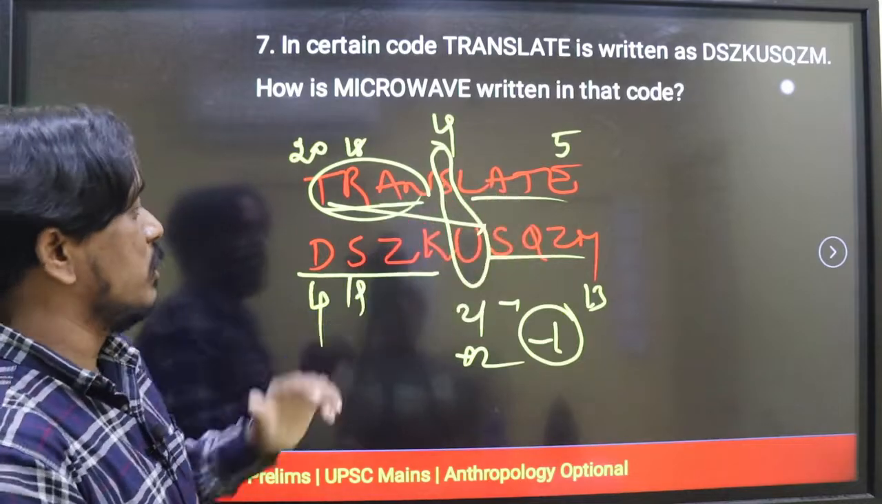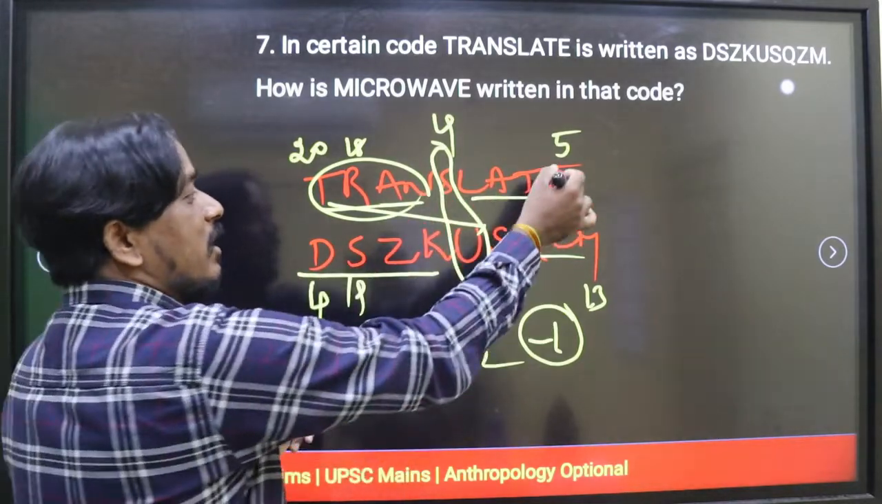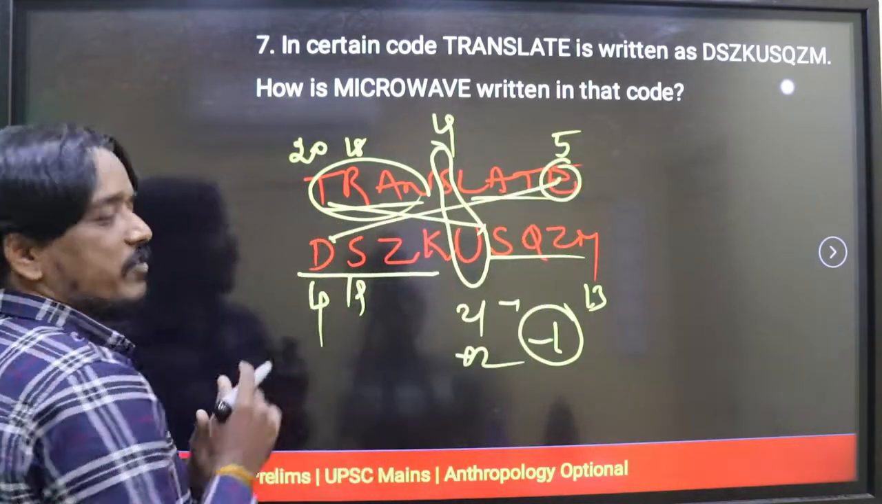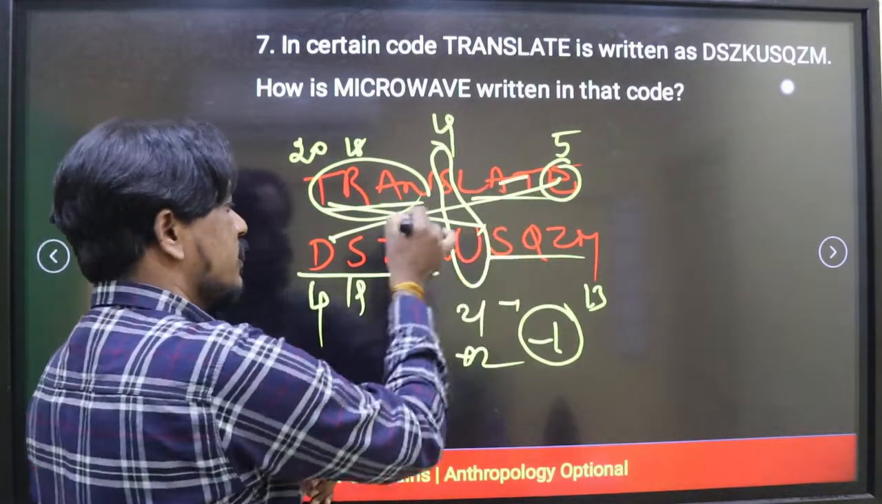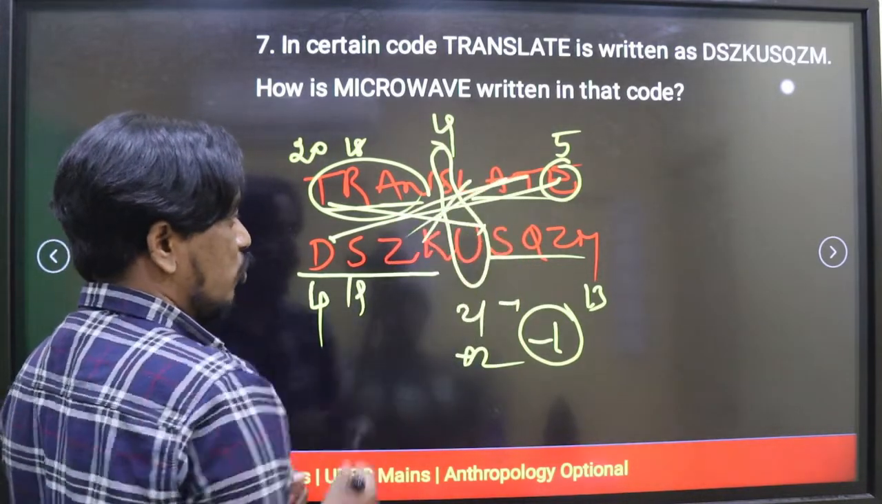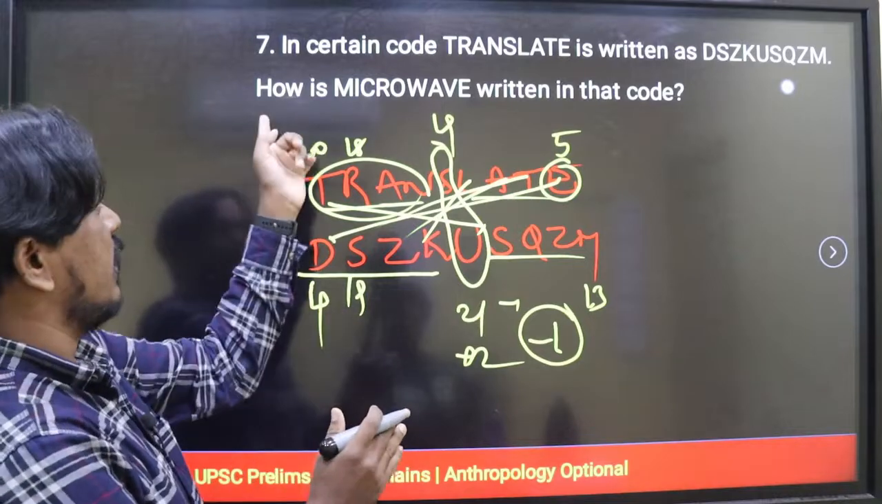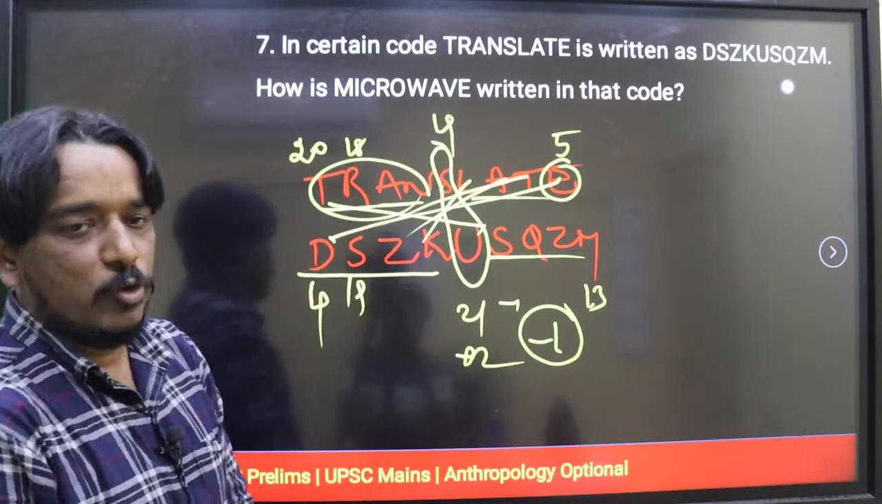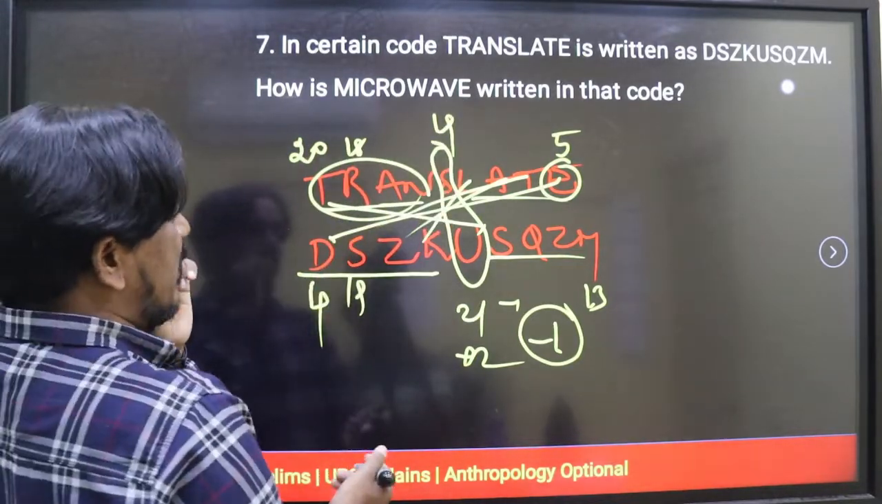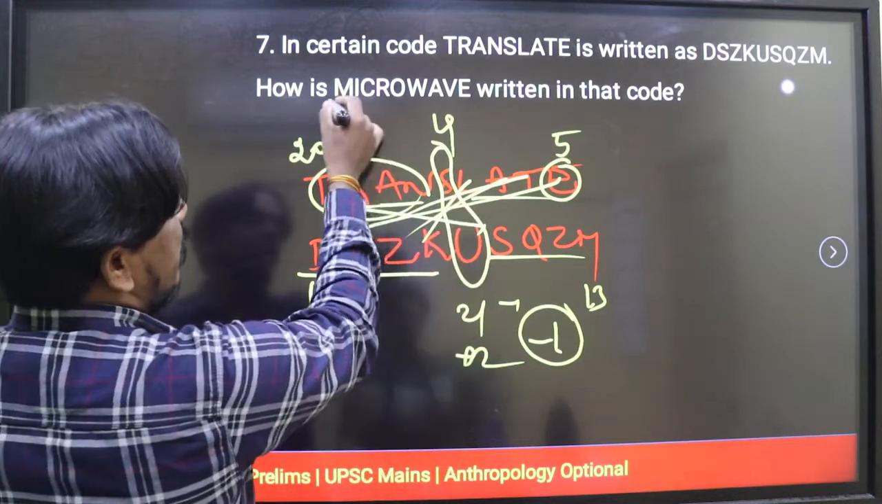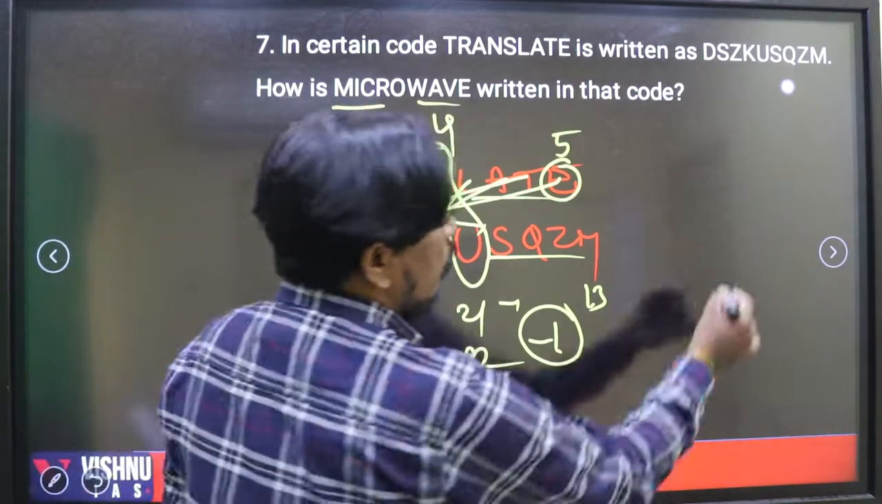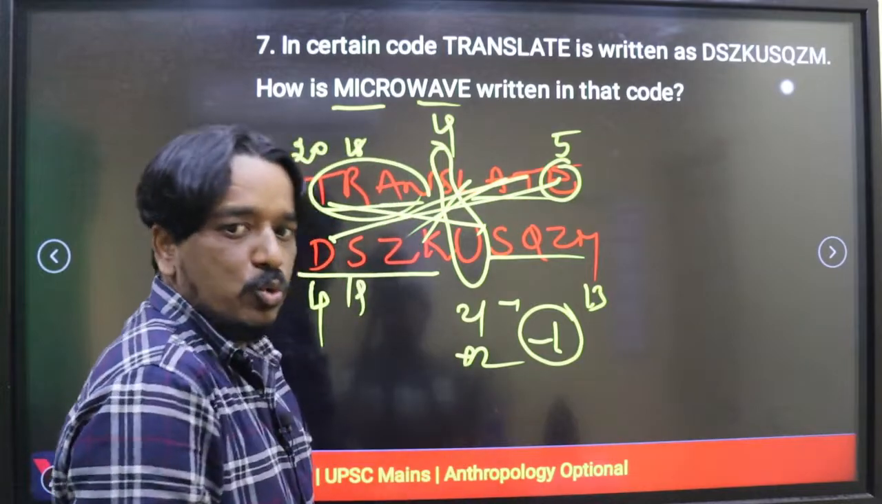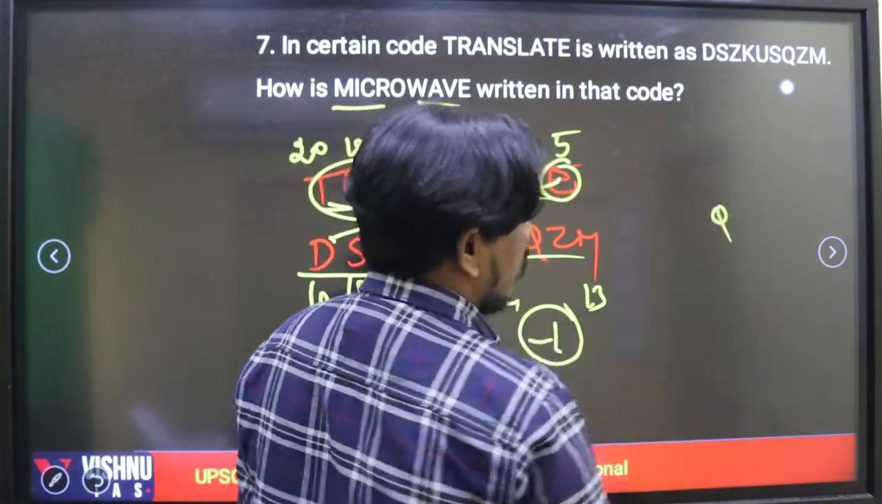Similarly, this also obviously we are writing on this side, but how are we writing? The last letter to first letter we are taking. And similarly, T to S, A to Z, L to K. Like this, the same pattern we have to apply for microwave. If we have the same logic, the middle letter is plus 2, obviously. So the middle letter is actually O here. O is 15, O plus 2, you will get 17, Q in the middle letter.